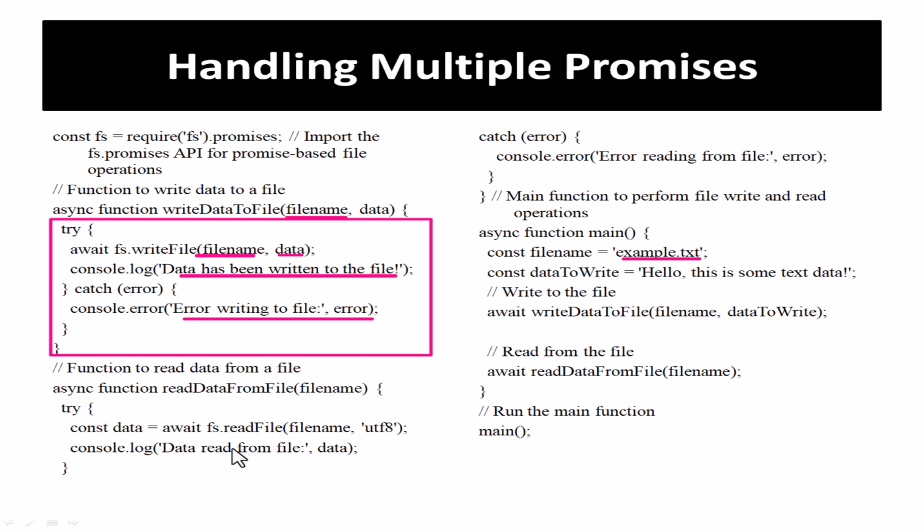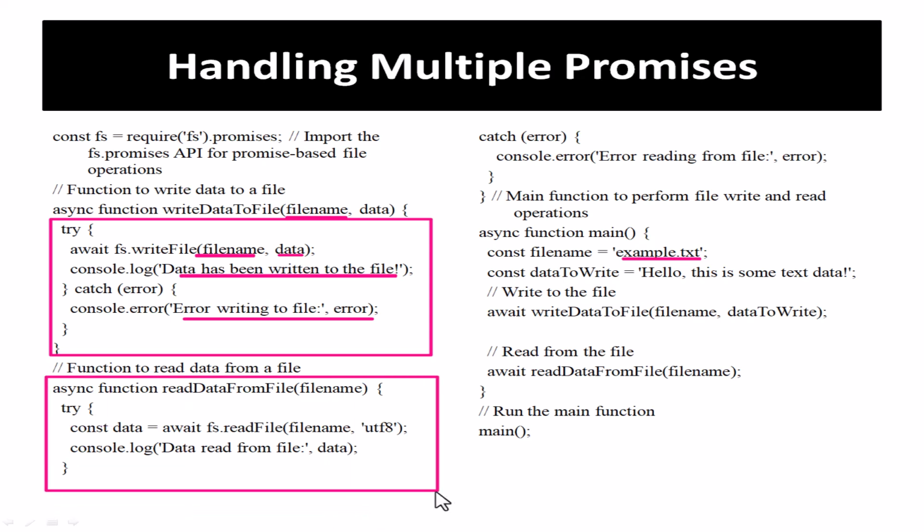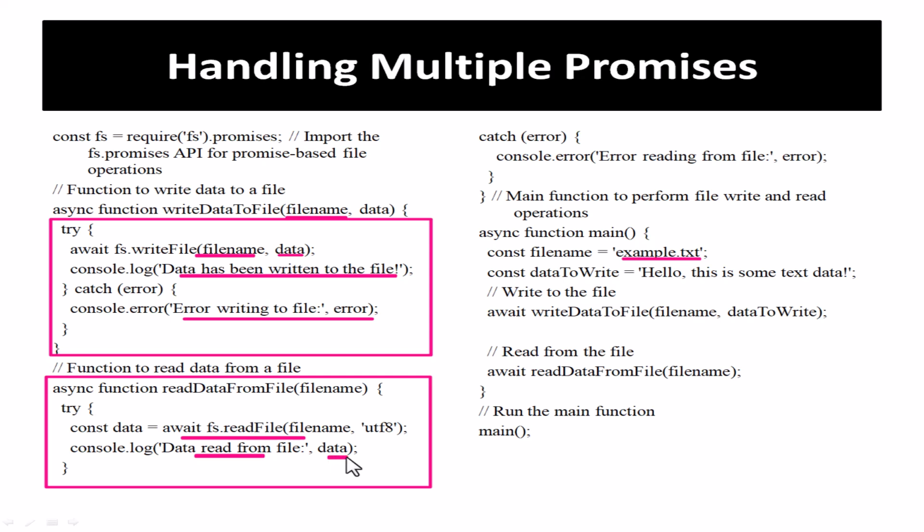In this particular asynchronous function, readFile is going to read the particular file data from the file, and it is going to print the data. Now what we are writing into the file: hello, this is some text data. This particular string that we have given will be written to the file. Await writeFile with the file name and data to write. Data to write is a constant which holds the text to be written into the file, and now we are going to read from the file.